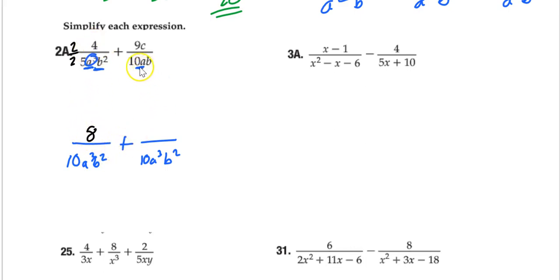This is a little more interesting. It's a 10, I already have 10, don't need to worry about that. I only have an a, they have a cubed, I'm missing 2 a's. And I have a b and they have b squared, so I'm missing an extra b.